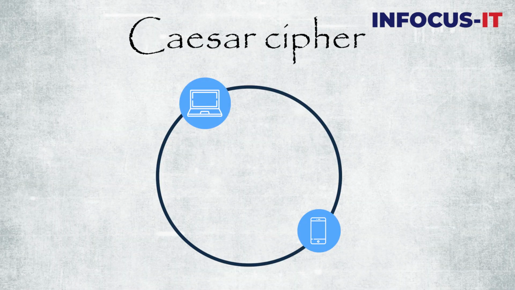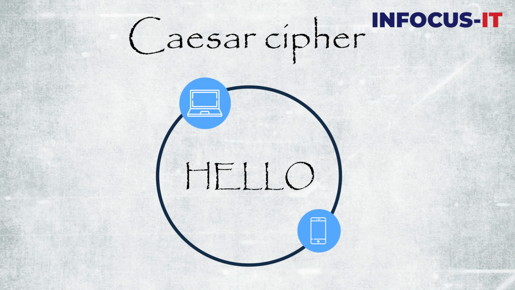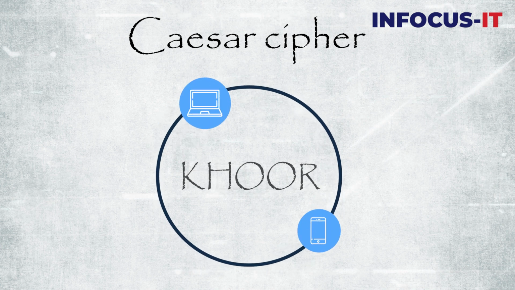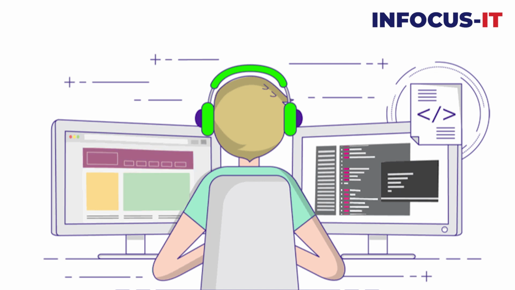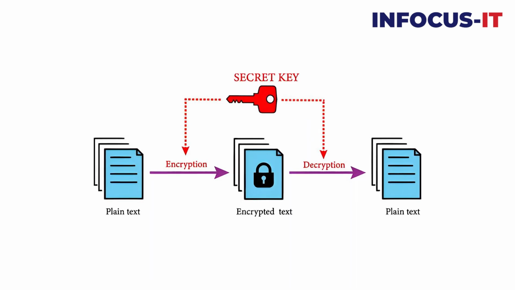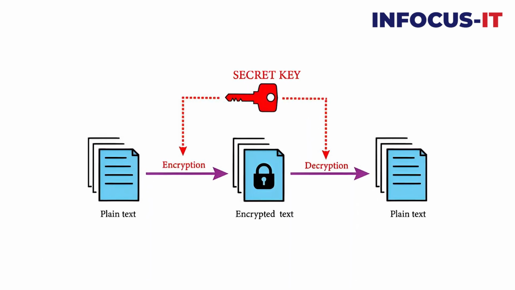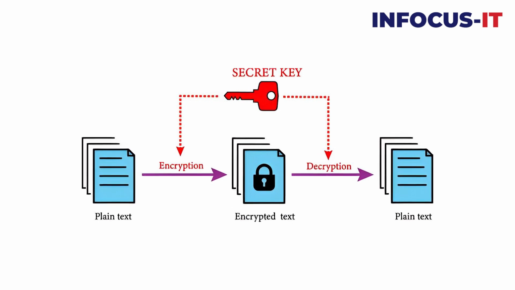One of the earliest examples, the Caesar cipher. Just shift each letter a few places in the alphabet. Simple, but not secure today. Modern cryptography uses complex math to lock data using keys. Without the key, the message stays hidden.